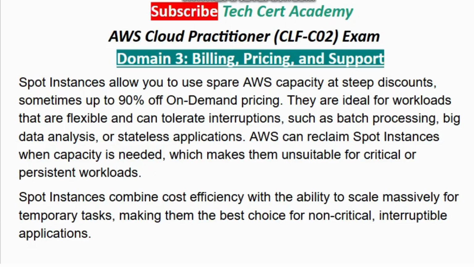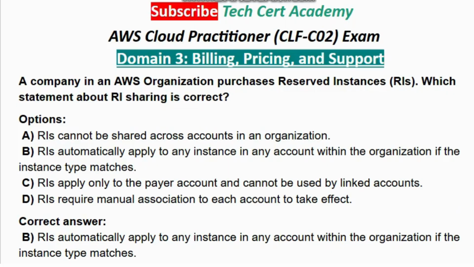Reserved instances optimize cost for predictable workloads but do not accommodate dynamic scaling. Dedicated instances provide isolated hardware but do not offer significant pricing benefits for interruptible workloads. Spot instances combine cost efficiency with the ability to scale massively for temporary tasks, making them the best choice for non-critical, interruptible applications.